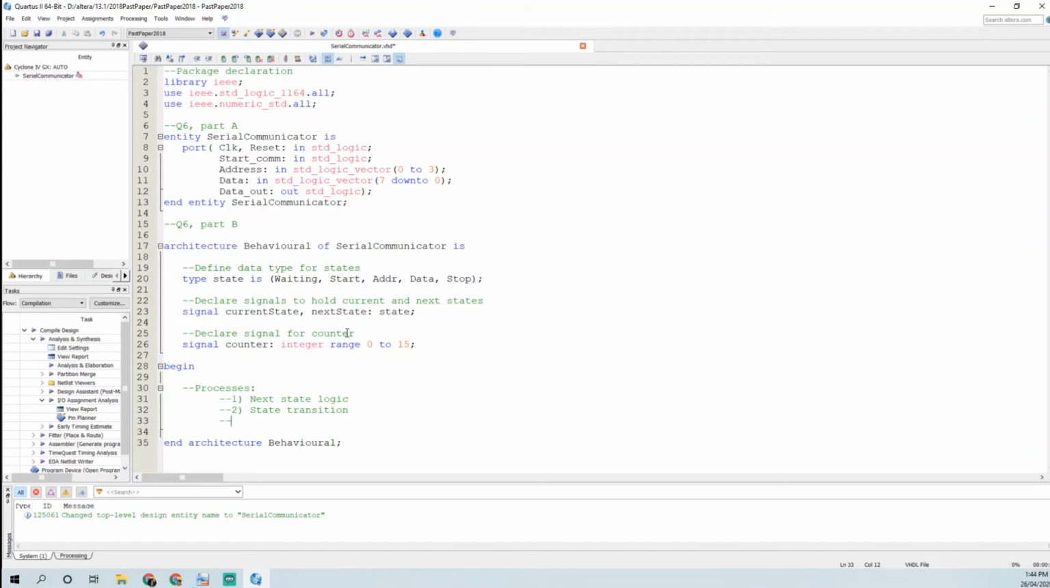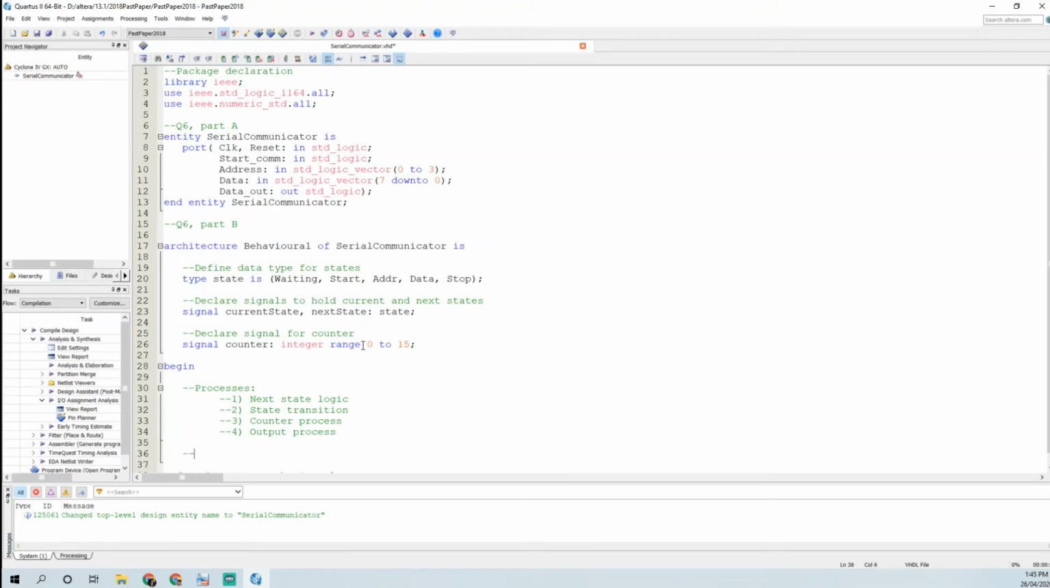We are going to have our counter process, which is going to essentially increment that counter on every rising clock edge. And we're going to be using that counter to determine when to send outputs. And finally, speaking of sending outputs, we are going to have our output process here. These are typically the 4 processes that we would like to have in any of these questions. Any question for section B would contain these 4 processes at a minimum.